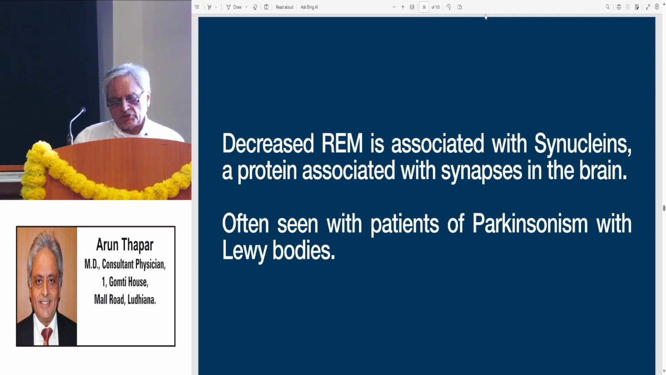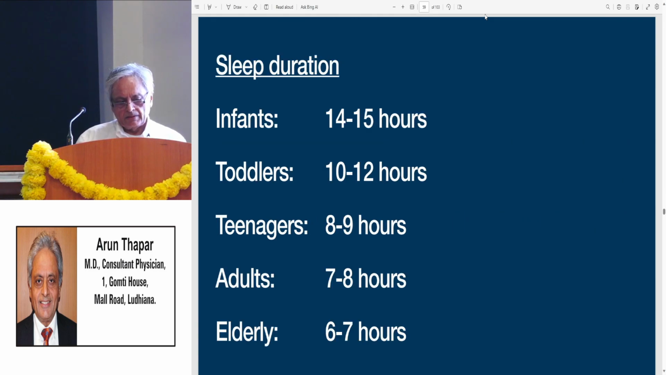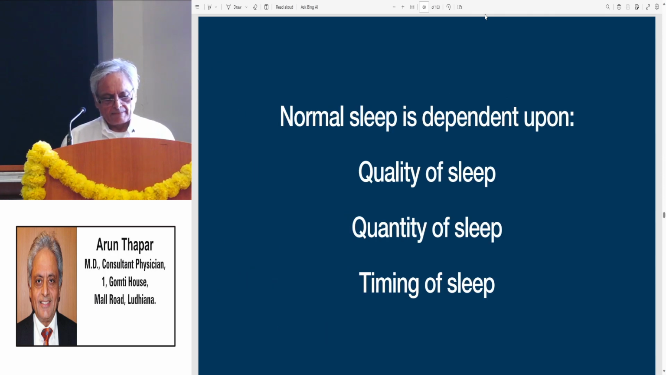Decreased REM is associated with synucleins. Now what are these synucleins? They are proteins associated with synapses in the brain, often seen in Parkinson's patients with Lewy bodies. Just a rough idea: sleep duration for infants could be 15 hours, for toddlers up to 12 hours, for teenagers up to 9 hours, for adults up to 8 hours, for the elderly maybe 6 hours or even less to some extent.